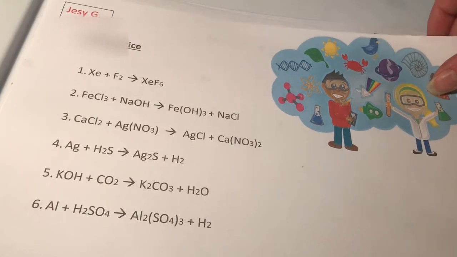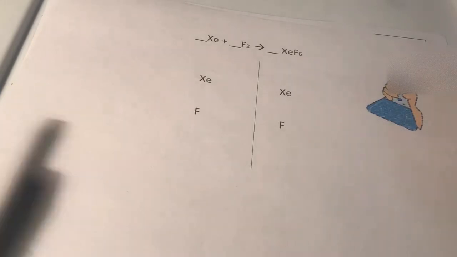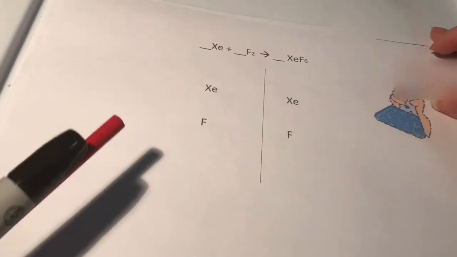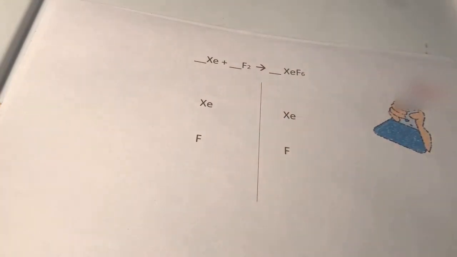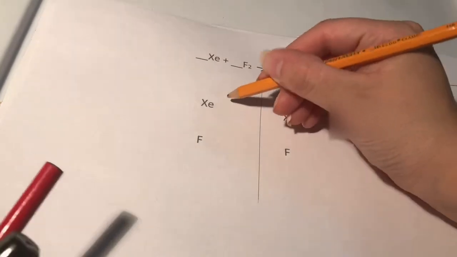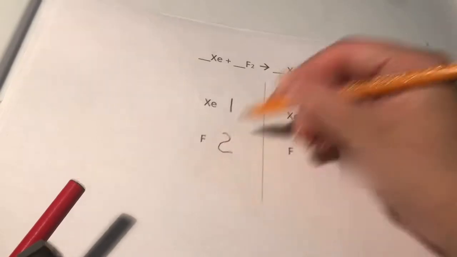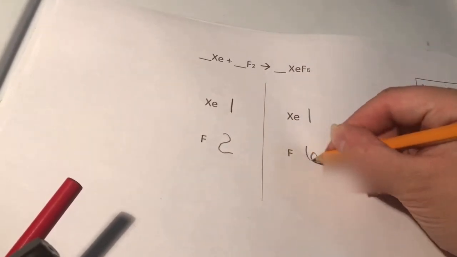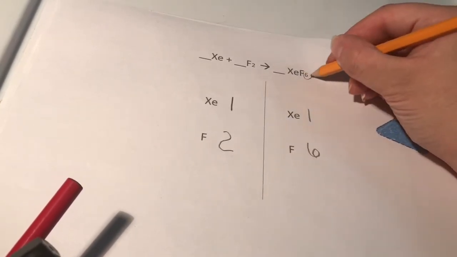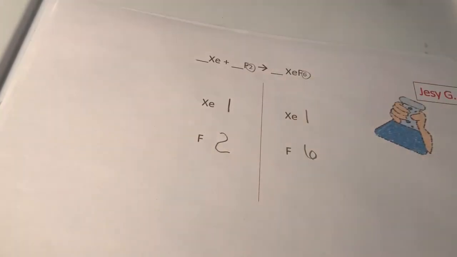Okay, so the first problem we're going to be looking at is the reaction of xenon and fluorine, which gives the molecule of xenon hexafluoride. We're going to be looking at the left side to start with. There isn't any coefficient in the xenon, so that means there's only one. Fluorine, there's two since it's diatomic. On the other side, same, no coefficient, one xenon and 6 fluorines since it has the subscript of 6 right underneath there. So that's a hint.